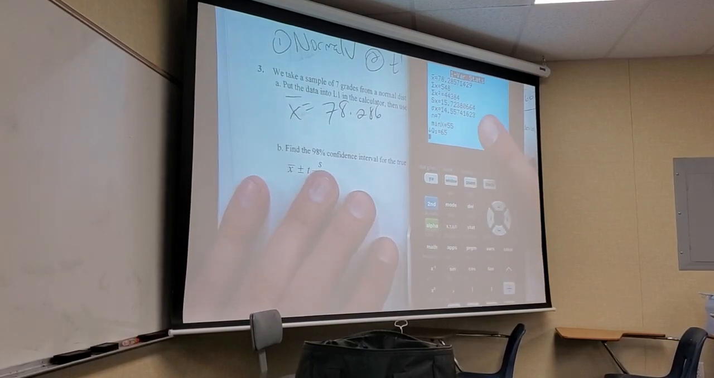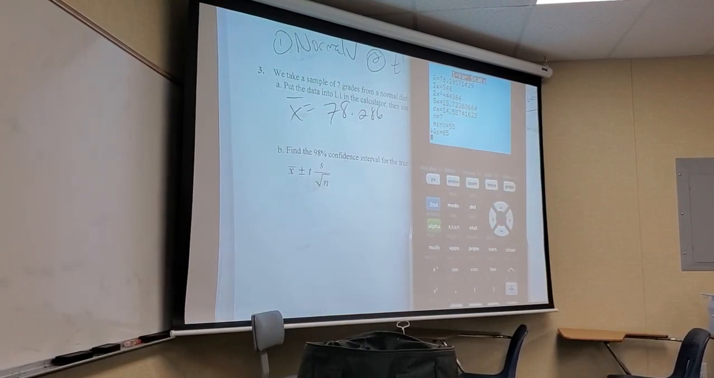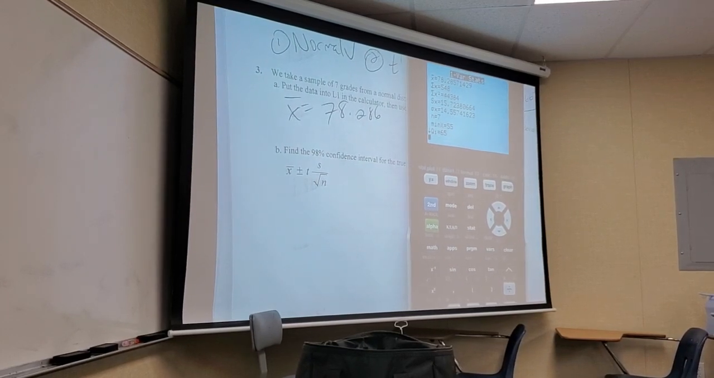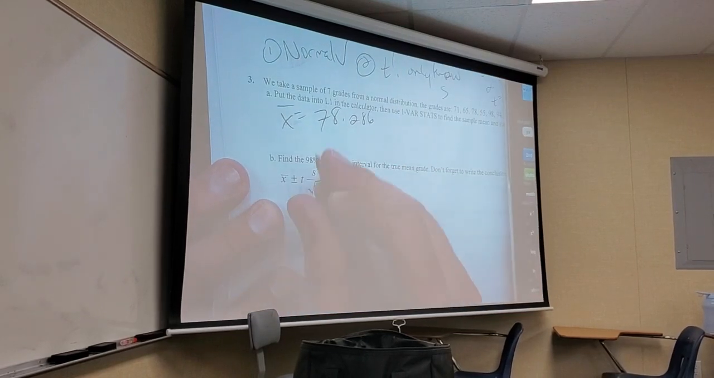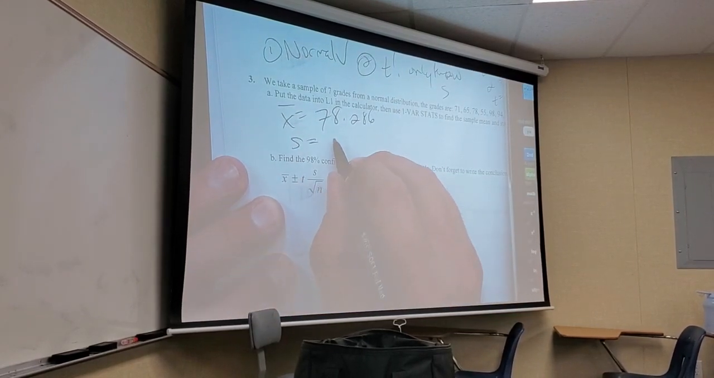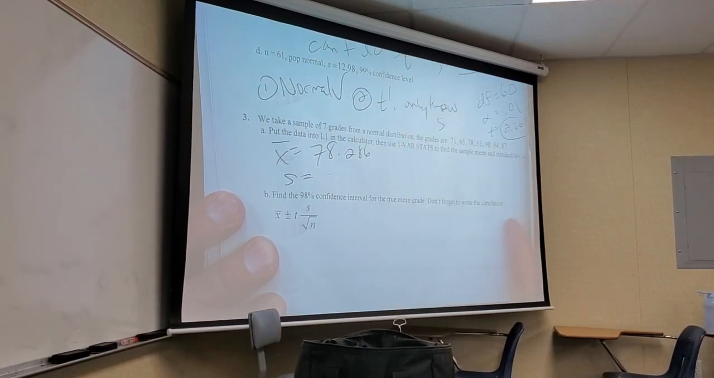All right, so the calculator, I always get students that are like, well, the calculator gave me sigma, so I can use z-scores and all that, no, we're the humans. It gives us both because it doesn't know. So we know it's a sample, so we know it's got to be S. So S is 15.724.